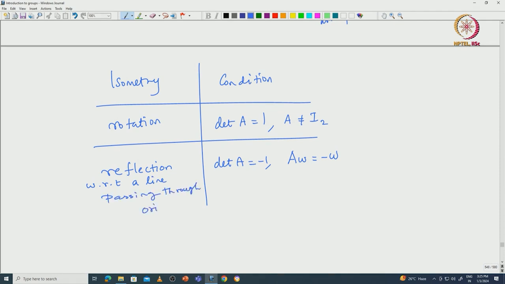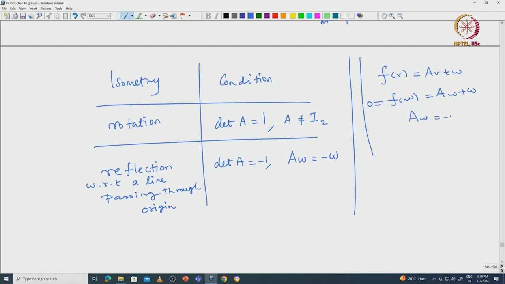Because when you substitute f of v, that is going to be Av plus w, then f of w is going to be Aw plus w. You demand this f of w is 0. So that means Aw equal to minus w. Because of this, you can see that, so this is not correct. So it is just a reflection with respect to your line. So that is what you get in this case.